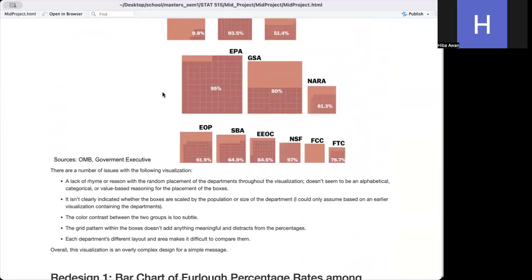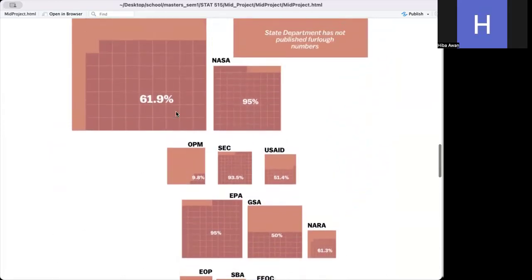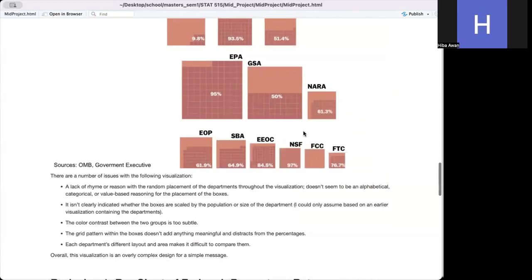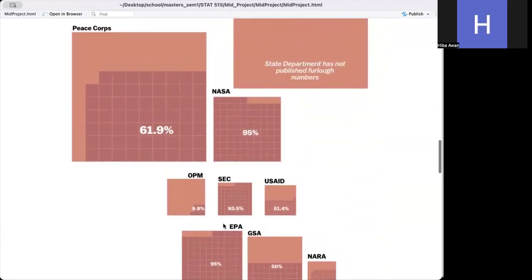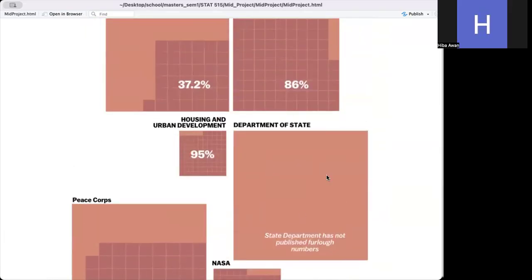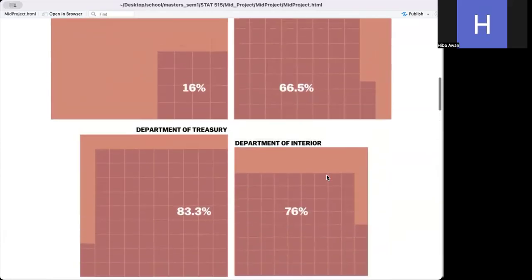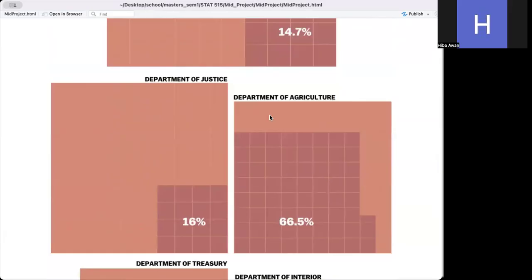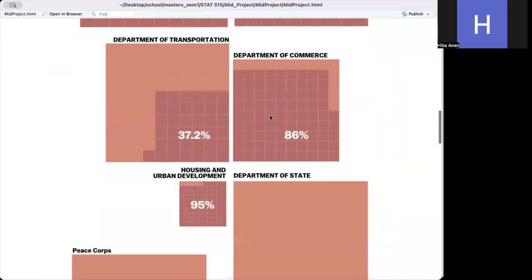And the coloring is kind of awkward. And then this grid that is added, I know it's supposed to represent the percentage, but it doesn't really add much to the visualization. If anything, it just distracts you from the percentage while you try to figure out what it means. And overall, just the layout. Some of them get really, really small here, and there's missing data with the FCC and the Department of State. So it's really not ideal if you want to compare the departments, just because of the sheer length of it as well.